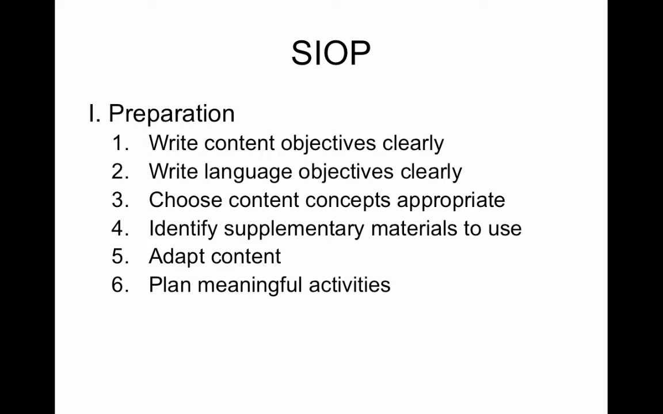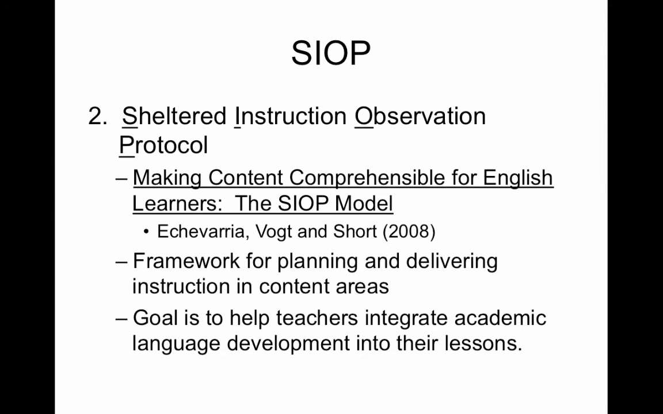Okay, so the SIOP model, let me go back one second. The SIOP model has three components, and I'm going to go over each of the three components with you. Again, this is almost always used in secondary, either middle school or high school, with students who are English language learners. But as you're going to see, a lot of the strategies and components are really effective, what we know about effective teaching.